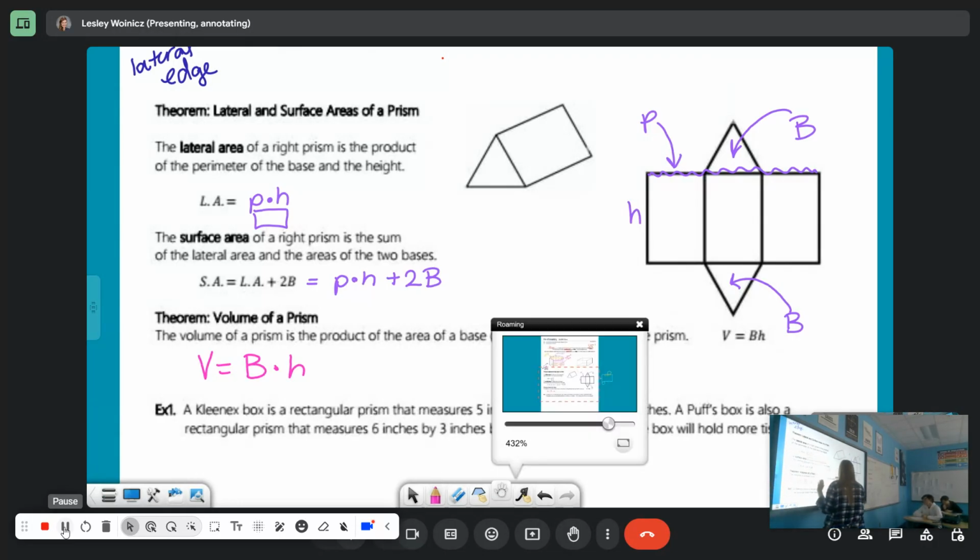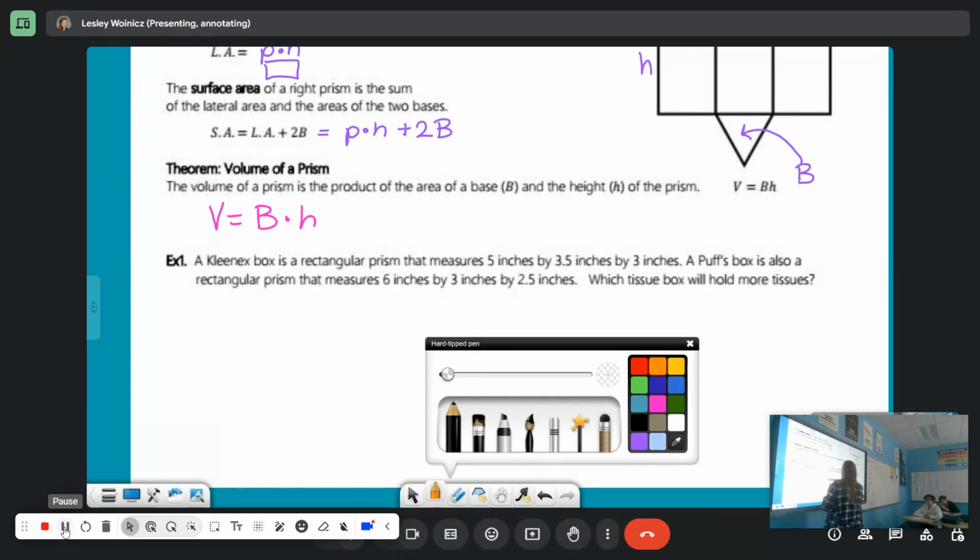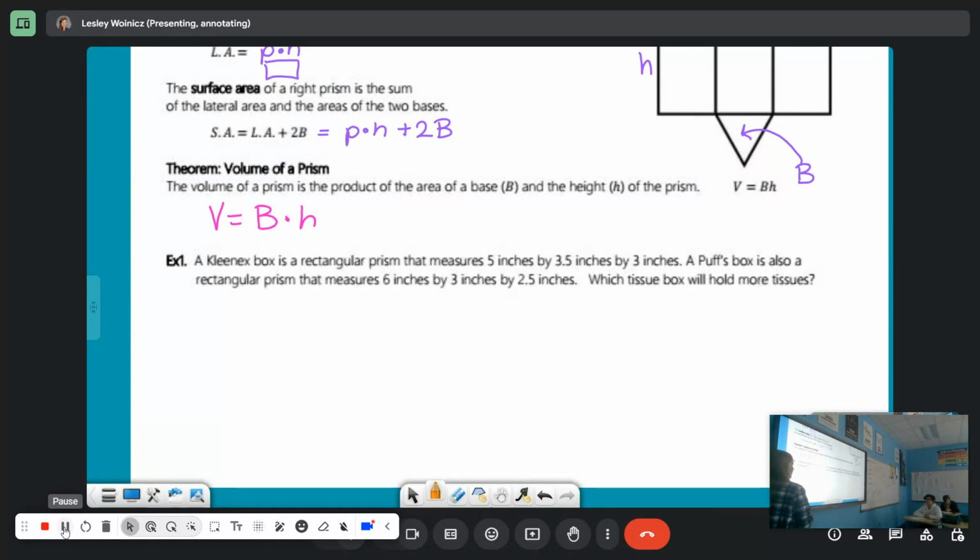Okay, let's start with some really nice, easy examples. We have a Kleenex box that is a rectangular prism measuring 5 by 3.5 by 3 inches. A Puffs box is also a rectangular prism measuring 6 by 3 by 2.5 inches. Which tissue box is going to hold more tissues? If I'm asking about their capacity inside, am I asking about surface area or volume? Volume. Okay, so here I have a rectangular prism, so I'm just going to do length times width times height, right? Because the length times width is the area of the big base.